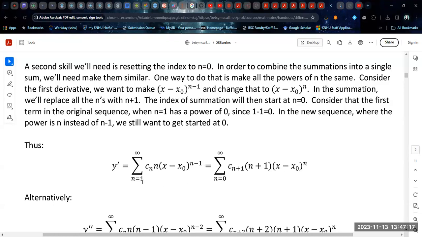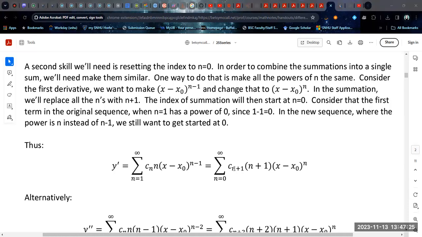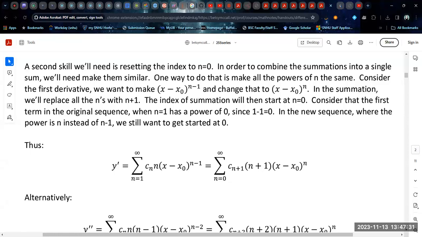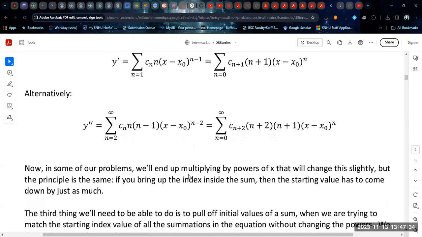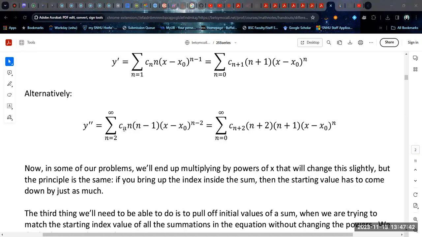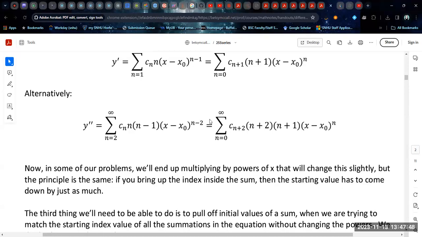So again, all we did was back this index starting value down, and compensate for it by bumping up my n expressions in my formula by adding 1 back inside the formula. So similarly, if I start at n equals 2 and I want to restart at n equals 0, I'm going to have to bump all of my expressions where n up by 2. So n will become n plus 2. This n becomes n plus 2. N minus 1 becomes n plus 2 minus 1, which is n plus 1. And n minus 2 here becomes n.